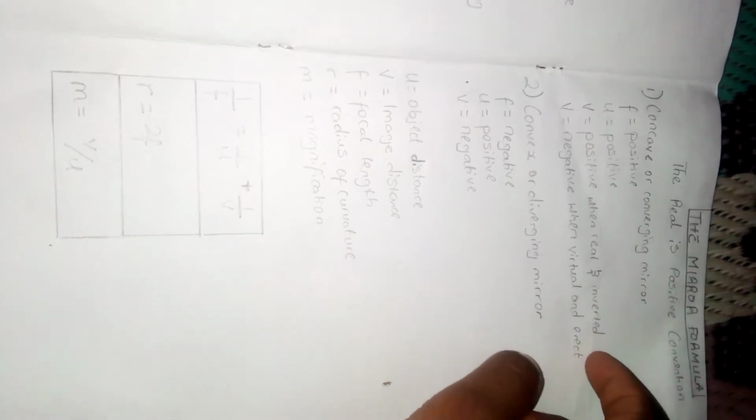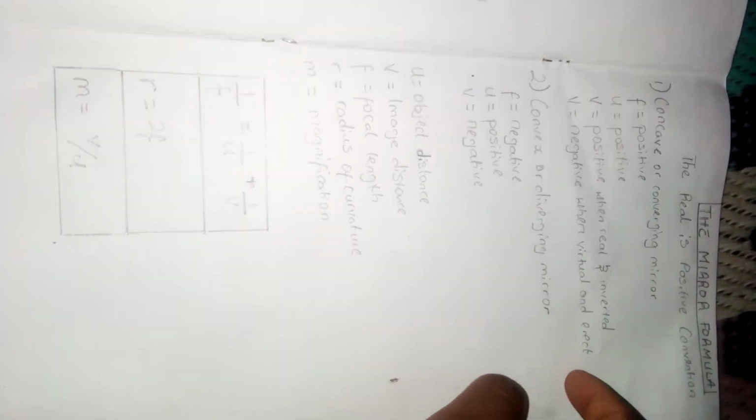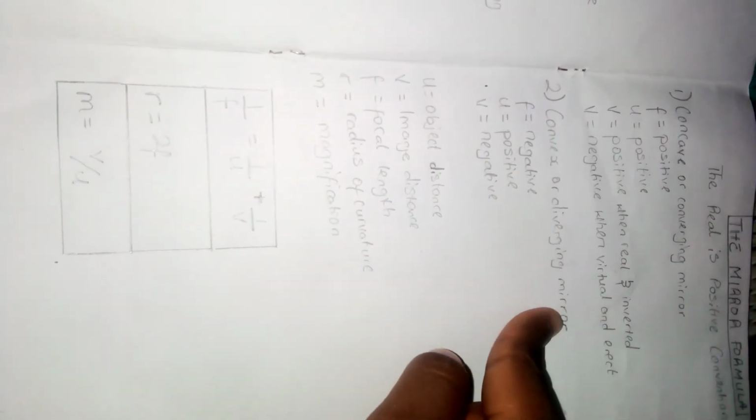I just want you to glance through this again. F is positive for a concave or converging mirror, U is positive, V is positive when real and inverted, and V is negative when virtual and erect. For a convex or diverging mirror, F is always negative, U is positive, and V is negative. These are the three formulas related to the mirror formula using the real is positive convention.